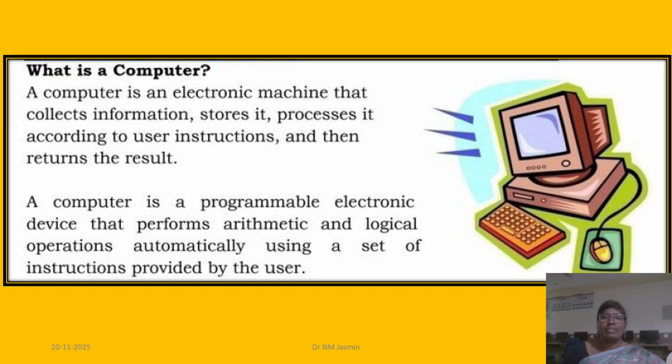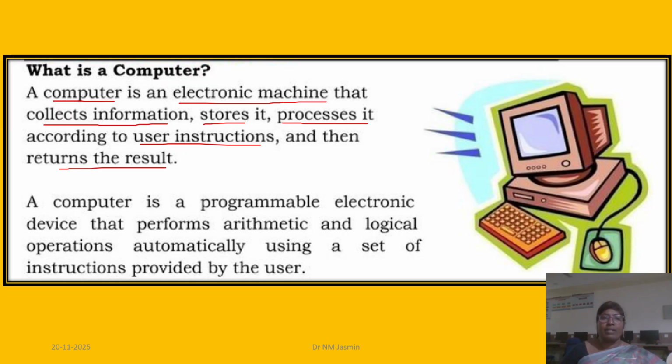Today I am going to discuss the history of computer. Before going to the history of computer, let me define what is a computer. So if you see here, computer is nothing but an electronic machine which collects information and also stores the information, and thereby it processes whatever information is stored according to the user instructions, and thereby it returns the result.